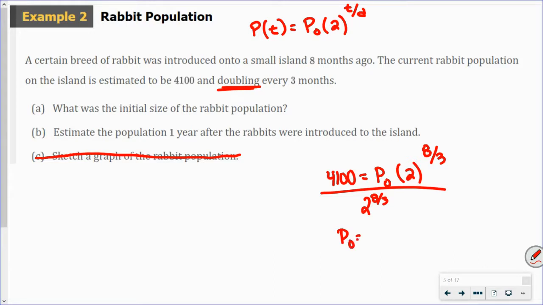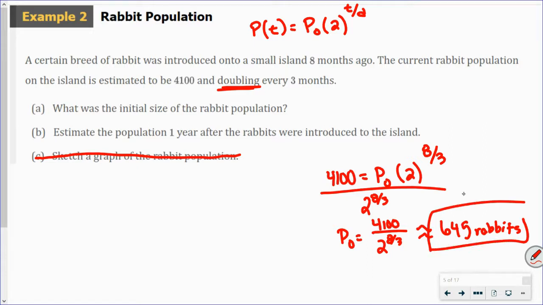So I just need to divide by 2 to the 8/3. Okay, so P naught equals 4,100 divided by 2 to the 8/3, which is about 645.71, and these are rabbits, so we're going to round down. Okay, so on the test, there will be a range of values you can have, and I'm going to be looking through your work to make sure that you have the correct work with it.